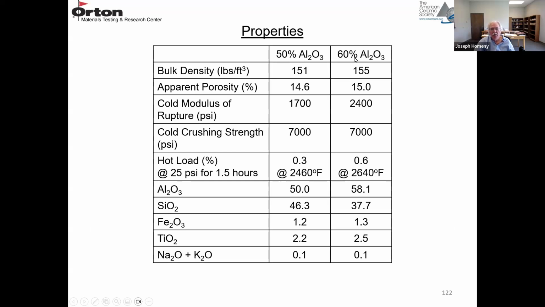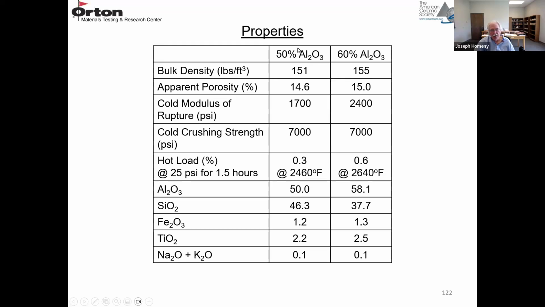So as we go up in higher alumina content, the densities go up over 150. These are about 15% porosity. They tend to get a little stronger. So the bend strengths are around 2,000 and the crushing strength are around 7,000 PSI. This one was tested at 2460. This one was tested at 2640 for the hot loads. Pretty low deformations on these materials. And then the alumina content should correspond to this class of refractory.